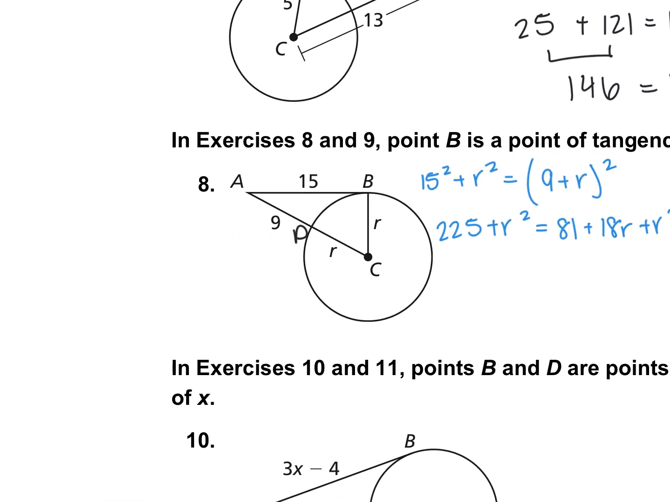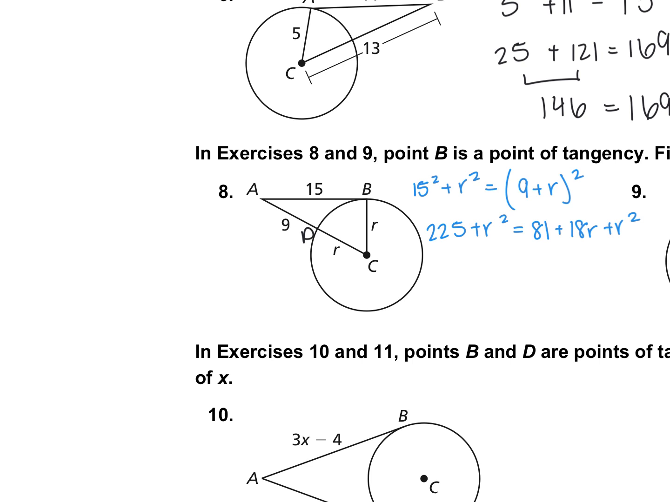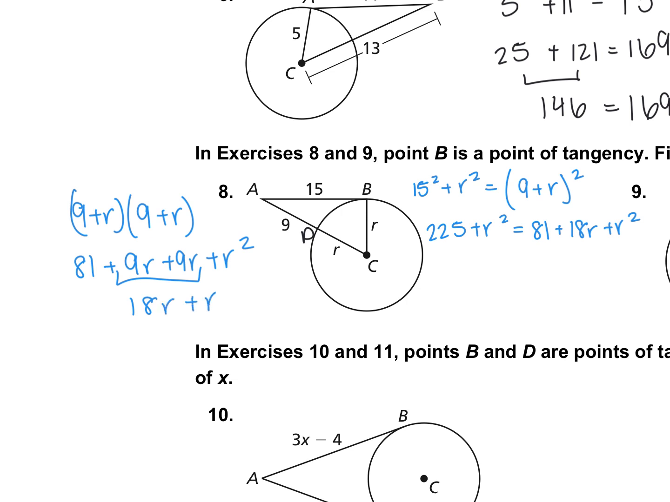So how you should have solved that, I'm going to solve it right here. You should have had 9 plus r times 9 plus r. Then you should have had 81 plus 9r plus 9r plus r squared. That's what you should have had if you solved it out. Combine your like terms: 18r plus r squared plus 81.